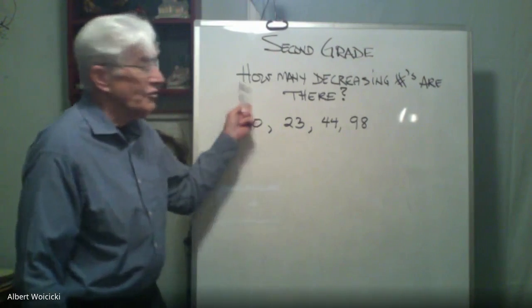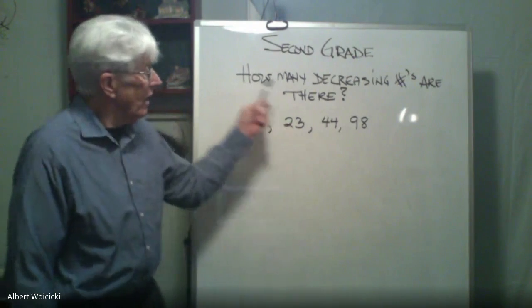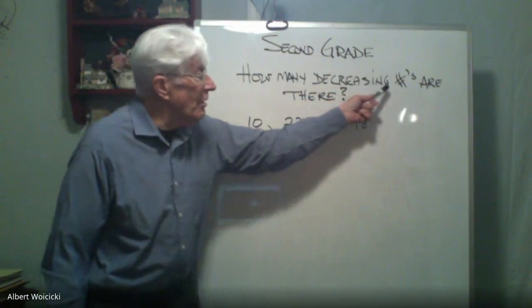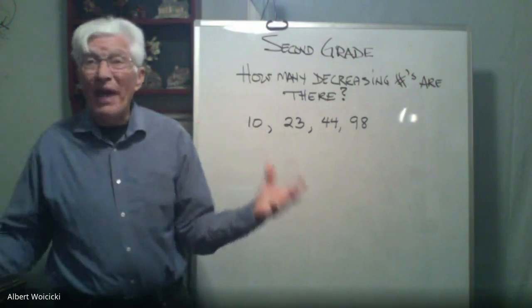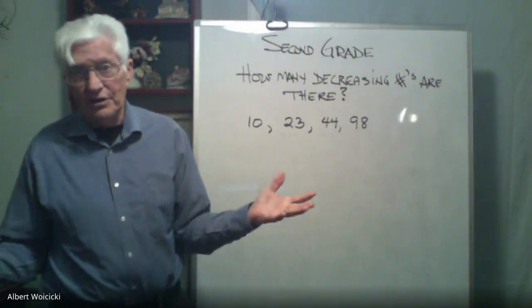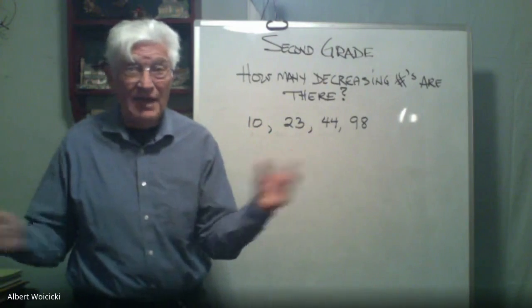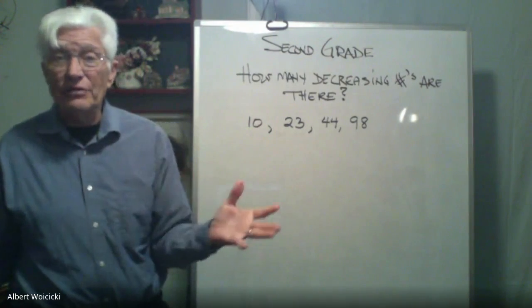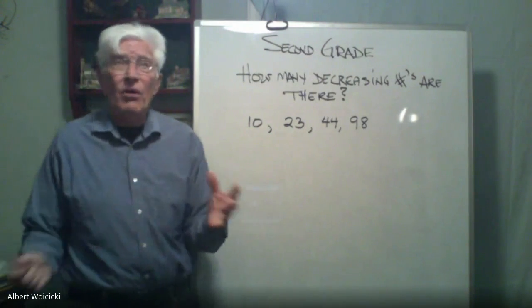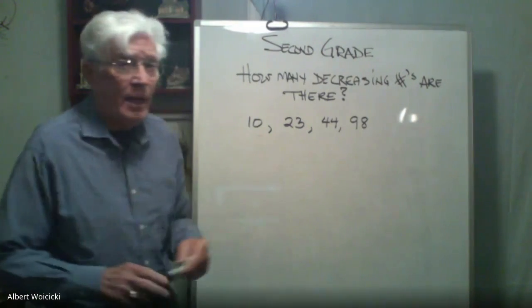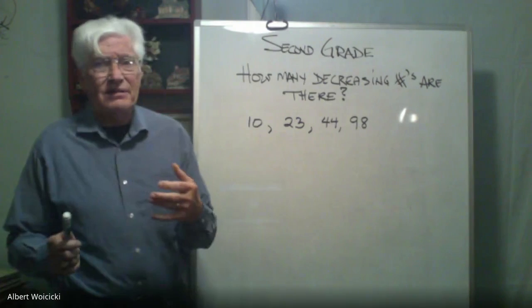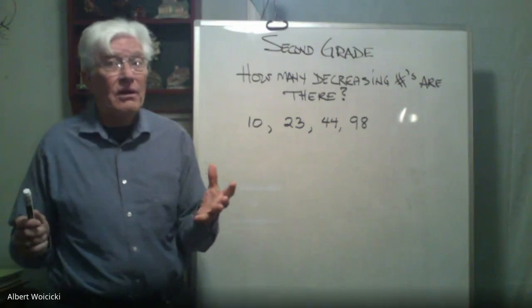First of all, we have to try and understand the question. How many decreasing numbers are there? Wow. How many? I love how many questions. Are those questions about how many? I love those. Those are counting questions. So let's count. Well, let's see. The first one is 10. But how many are there?